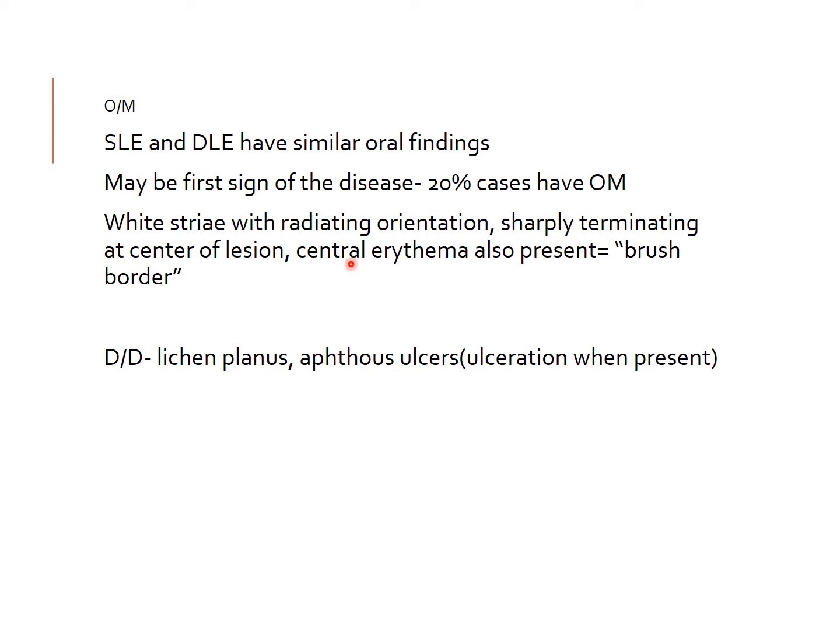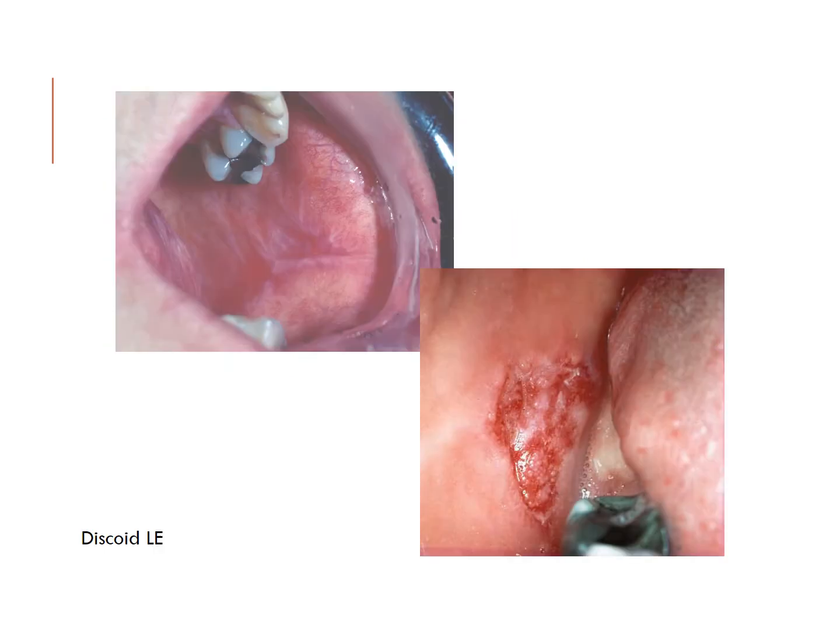White striae with radiating orientation, sharply demarcating at the center of the lesion. Central erythema is also present, which is called brush border appearance. I mean, there's central redness, and on the periphery you have white striae. It looks like a brush. So the differential diagnosis for this appearance of the lesion is lichen planus again, aphthous ulcer if there is an ulceration present. Okay, so this is an example of how DLE looks: central redness with periphery having white areas.